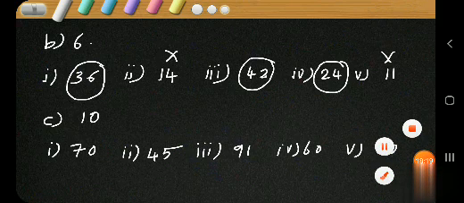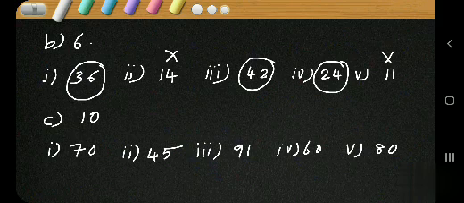What about the first number 70? Is 70 in tens table? Yes, 10 sevens are 70. Since 70 is in tens table, we can say that 70 is a multiple of 10. So do we need to encircle here? Yes. What about 45? Is 45 in tens table? 10 fours are 40, 10 fives are 50. Of course, 45 is not in tens table. So do we need to encircle here? No, isn't it? What about 91?